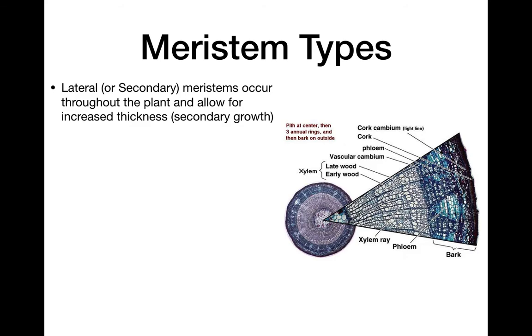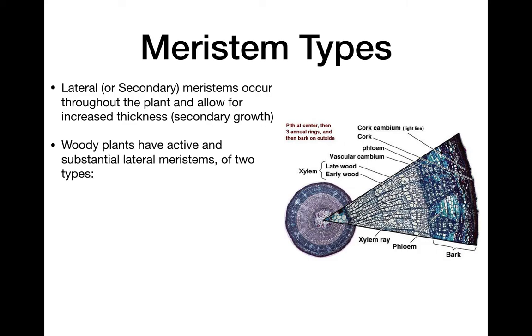Okay, lateral meristems, also known as secondary meristems, happen throughout the plant, not just at the top and bottom, but all through the entire plant, and they allow for secondary growth, which is where we have increased thickness. Woody plants are very good at this, and they have very substantial lateral meristems. They give you very thick, wide trunks of trees. Think of that as an example of secondary growth, and they have very complete meristems here.